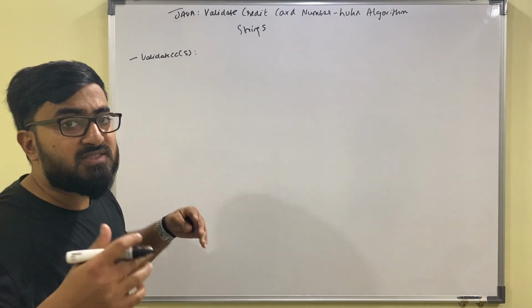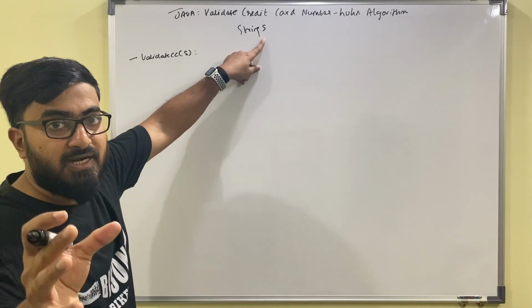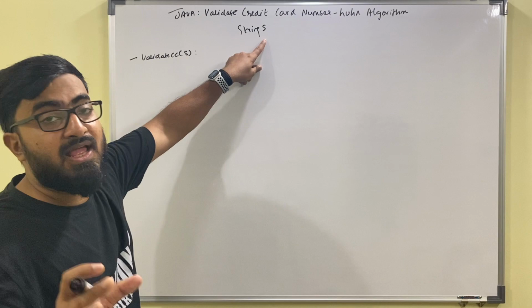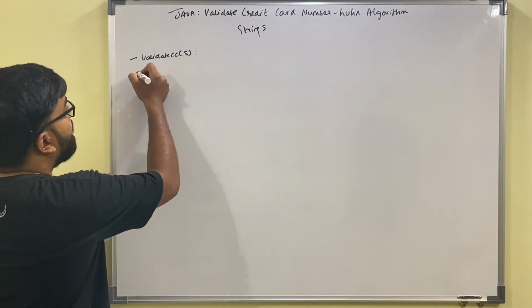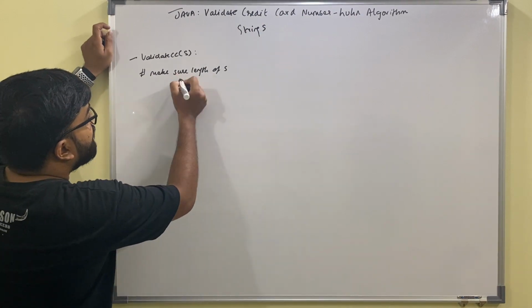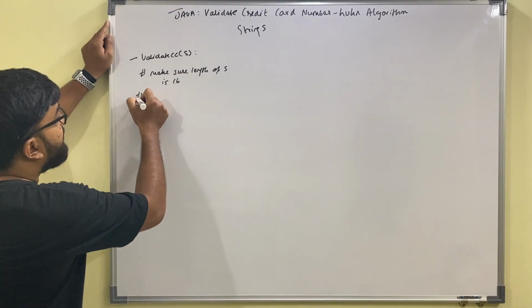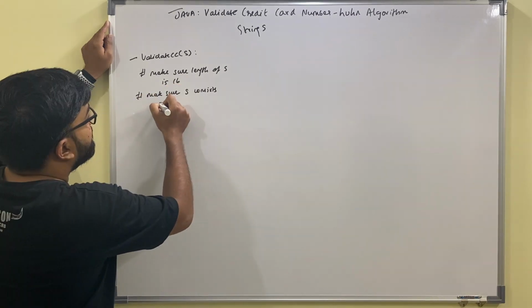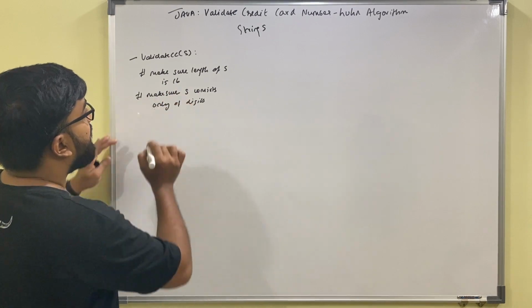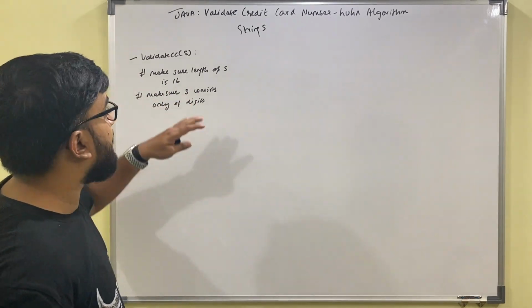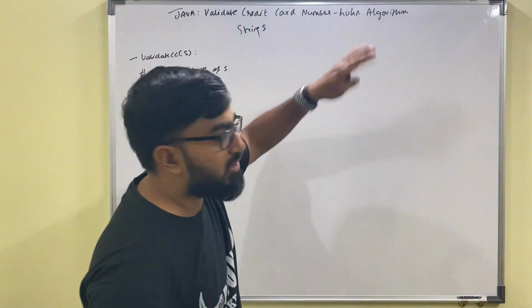The first thing we need to do is make sure that it is of 16 digits, because a credit card number is of 16 digits. Then we make sure that it contains only digits. So the first check is to make sure the length of S is 16. The second thing, make sure S consists only of digits. Only if these two conditions are confirmed can we say that it is a 16-digit number, and then we can use the Luhn algorithm on that.